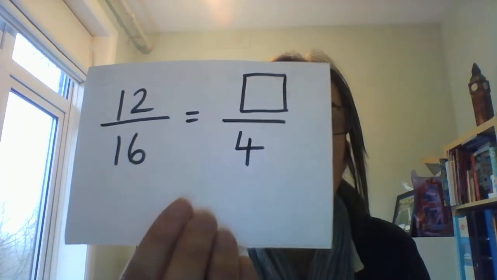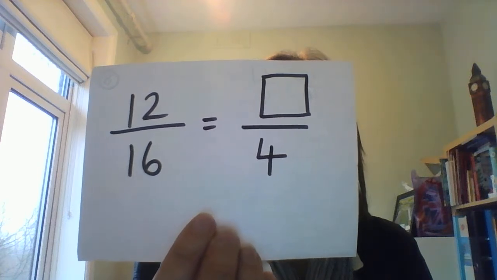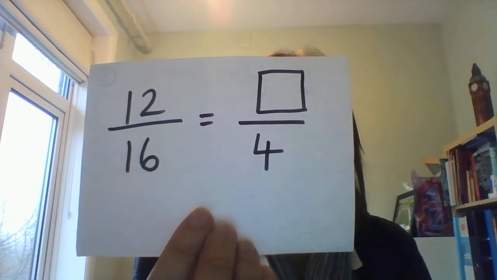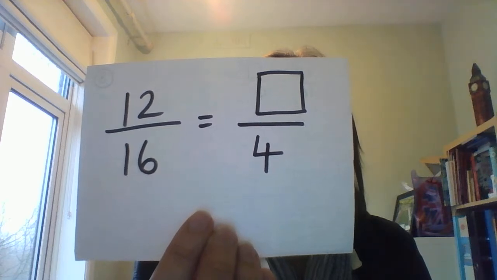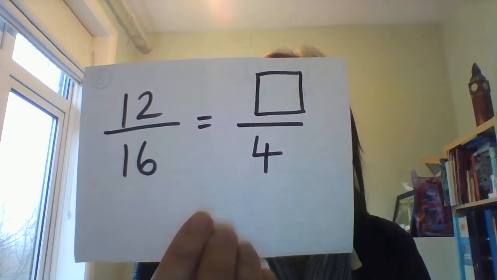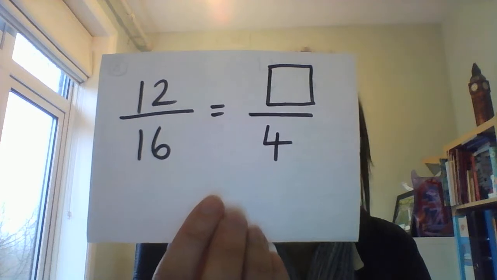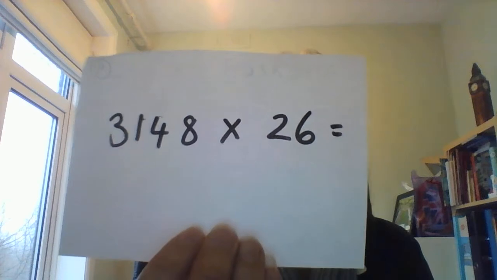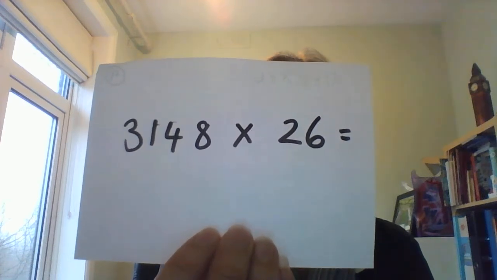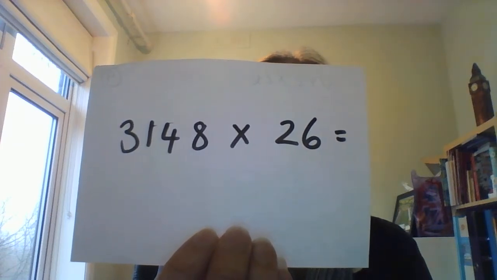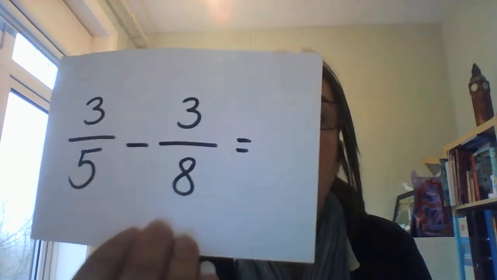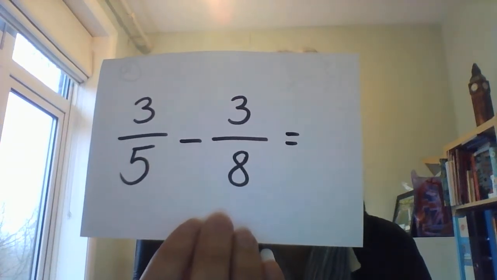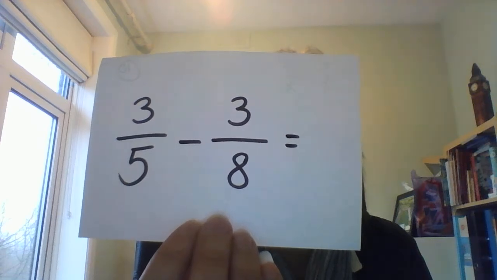Number 8. 12/16 is the same as or equivalent to something over 4. So how many quarters? Number 9. 3,148 multiplied by 26. And number 10. 3/5 take away 3/8.